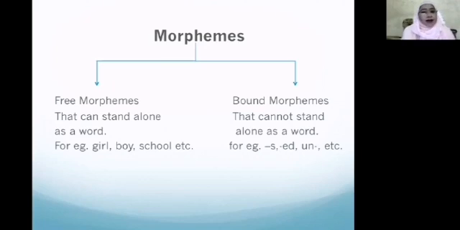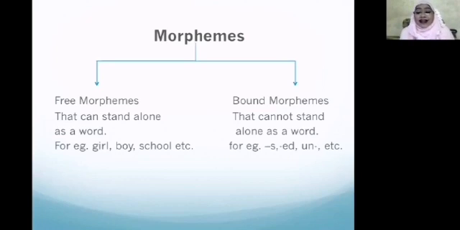Like as I said, any word can be called free morpheme. It is free of anything, so it can stand alone as a word. It can be any word: girl, boy, school, college, come, go. Any word can be a free morpheme, right? Now, what is bound morpheme?